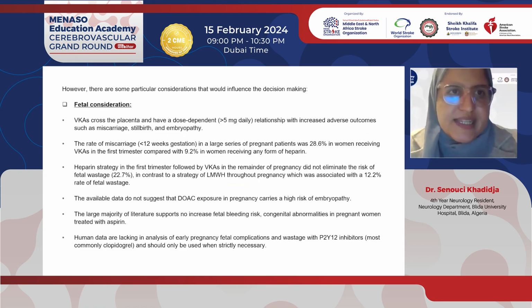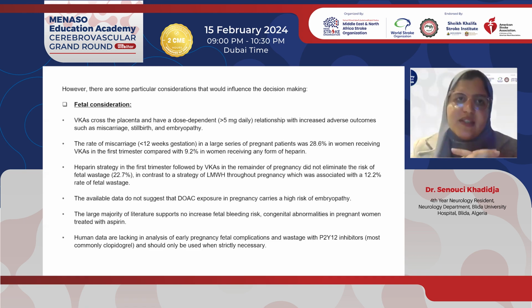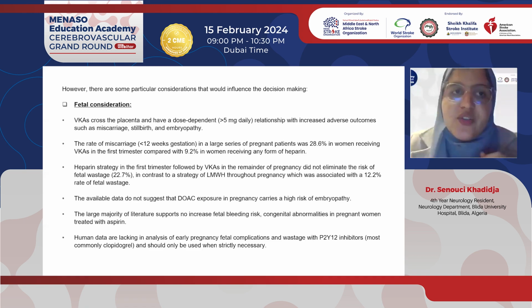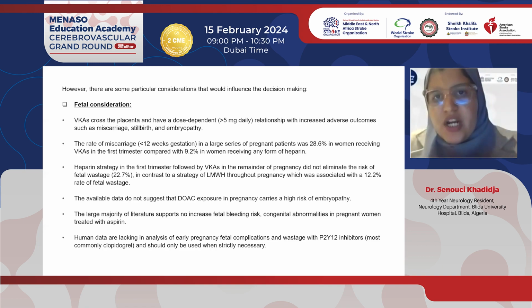So for early pregnancy, there are some particular considerations that would influence the decision making. The first one being the fetal considerations. You have to know that vitamin K antagonists cross the placenta and have a dose-dependent relationship with increased adverse outcomes such as miscarriages, stillbirth, and embryopathy. The rate of miscarriages in a large series of pregnant patients was 28% in women receiving vitamin K antagonists in the first trimester, compared with only 9% in women receiving any form of heparin.